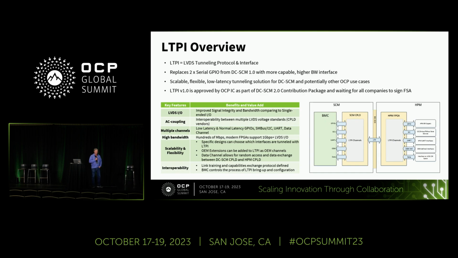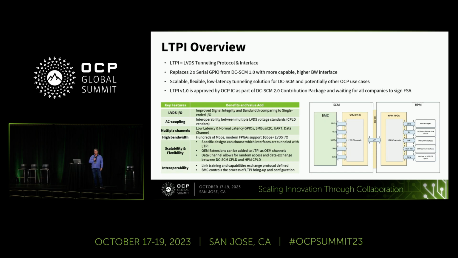The LTPI is basically the pathway for the BMC to control the HPM module. So the type of traffic that goes over LTPI, you can imagine, is mostly control and status. So register accesses are encapsulated and sent over LTPI. But in addition to that, we wanted to fit more functionality in there. So we basically made separate channels within LTPI. So there's a general purpose I/O that can go in both directions.